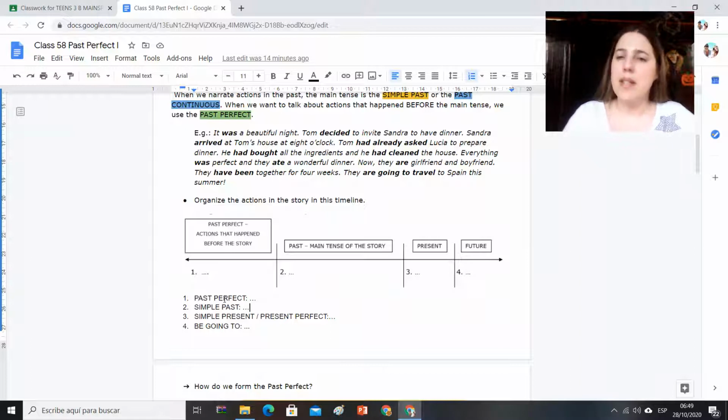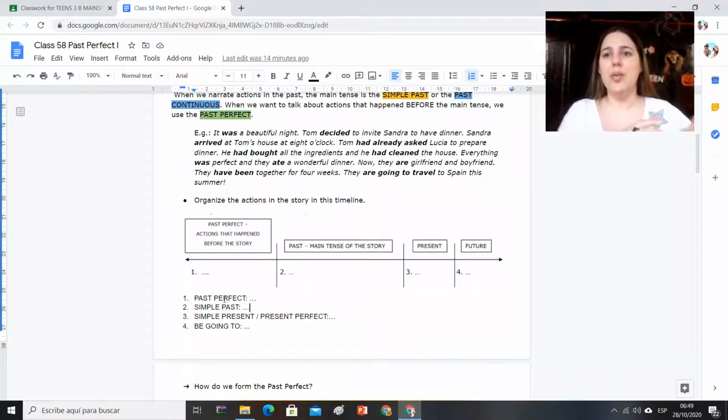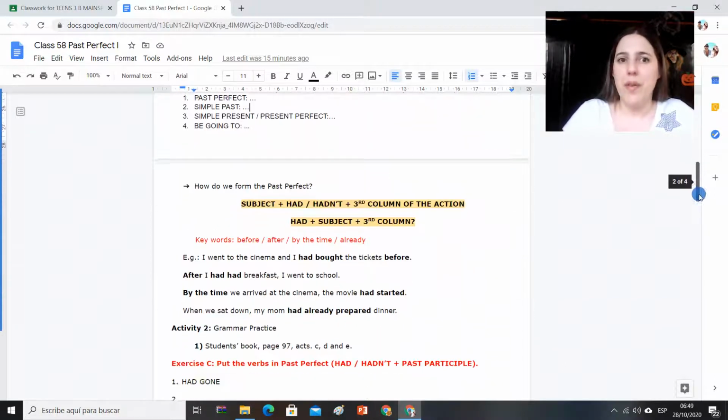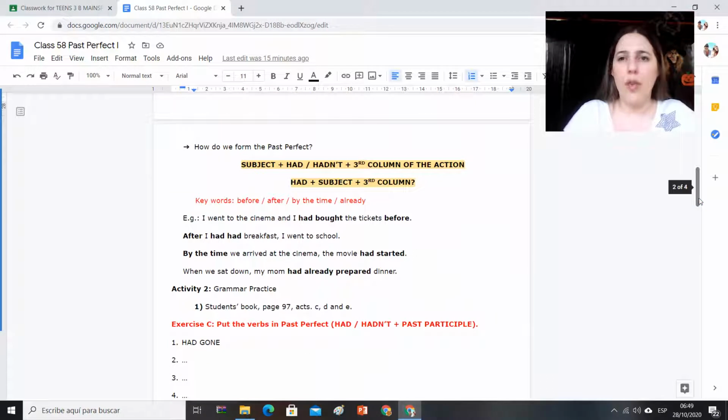A ver, más allá de entender, ustedes pueden identificar la estructura. Al identificar la estructura, pueden clasificarlo, pero también entiéndanlo cronológicamente en su cabeza, cómo fue sucediendo y cómo sucede y cómo sucederá, ¿ok? How do we form the past perfect? Porque hasta ahora vimos ejemplos, pero ¿cómo lo formamos?